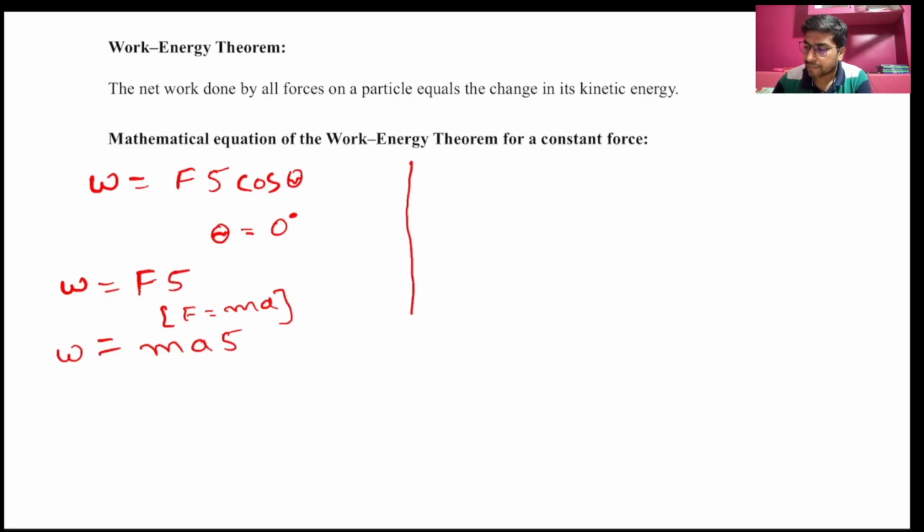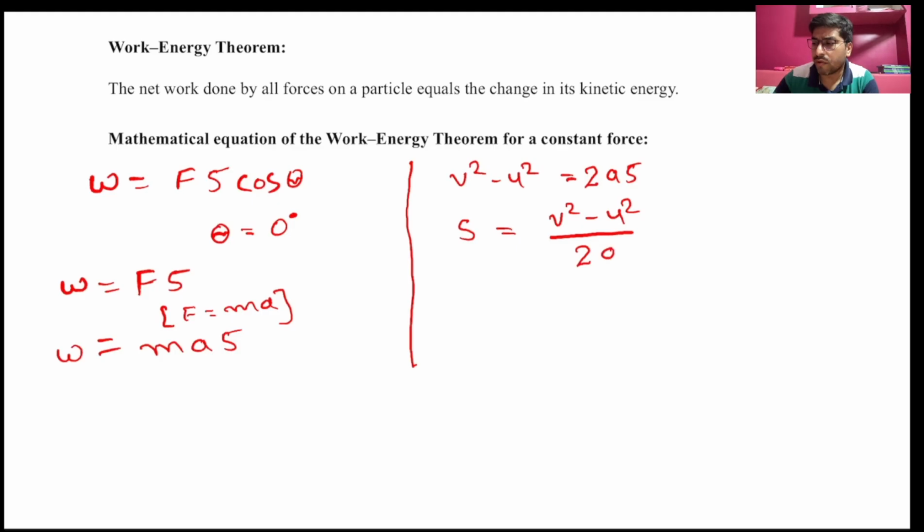Now if you remember third equation of motion, that is v square minus u square is equal to 2as, where v is final velocity, u is initial velocity, a is acceleration, and s is displacement. And obviously this equation is valid for constant acceleration. So from here we can write s is equal to (v square minus u square) divided by 2a. So from here value of s we can put in this equation.